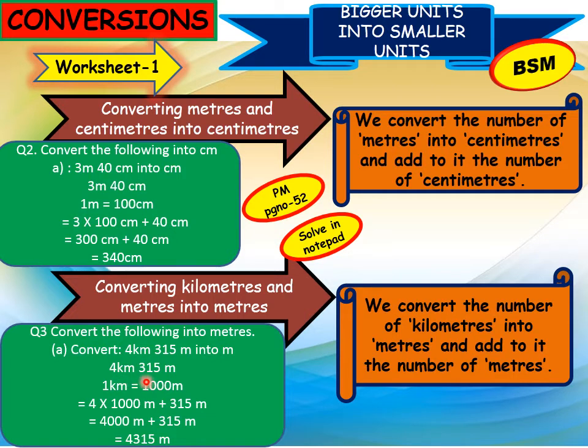So 4 kilometer 315 meter. Since 1 kilometer is equal to 1000 meter, 4 kilometer is equal to 4 multiplied by 1000 meter plus 315 meter, that is equal to 4000 meter plus 315 meter. So our final answer is 4315 meter. Right? You can pause the video and copy these 2 questions, and based on this you can solve the other questions given in the assignment.